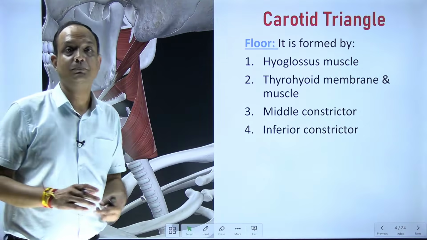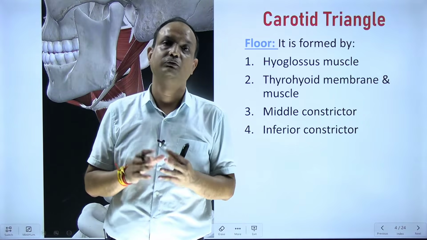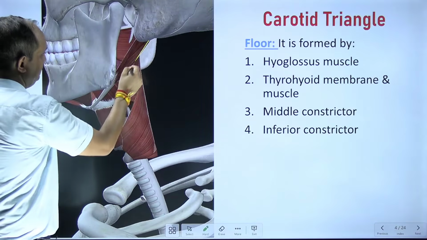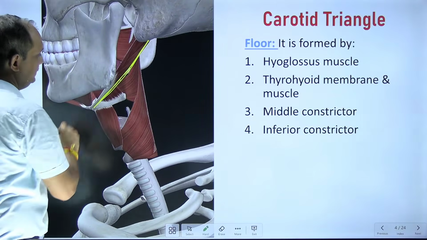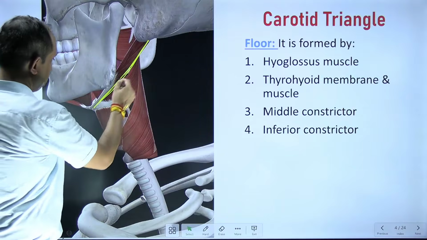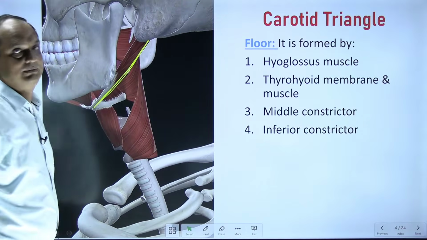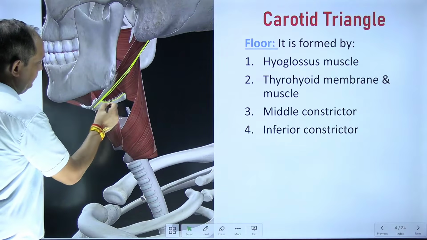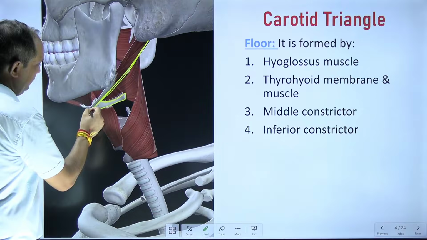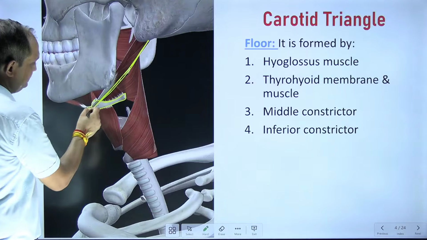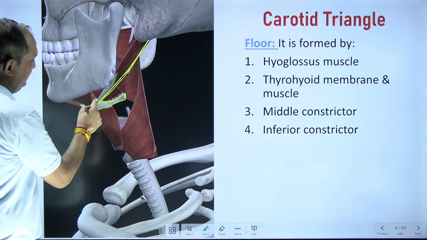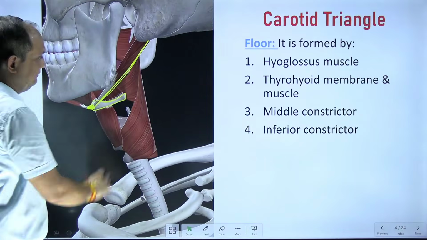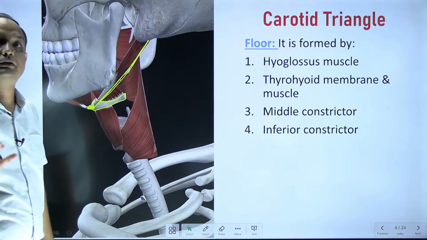Now the most important concept is about the floor of the carotid triangle. My dear students, when you are dissecting below this posterior belly of the digastric, in this area you will find four muscles. Before that you have to mark the bones first. This is your hyoid bone. Clear? On the hyoid bone you can see the presence of the intermediate tendon of the digastric.